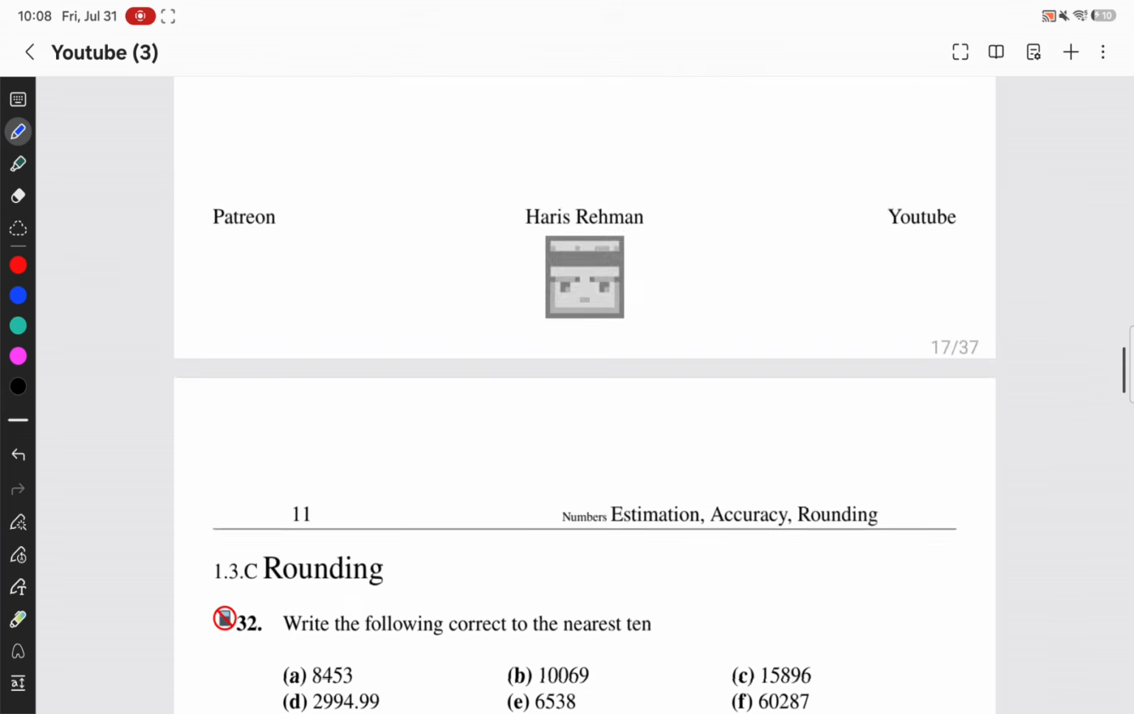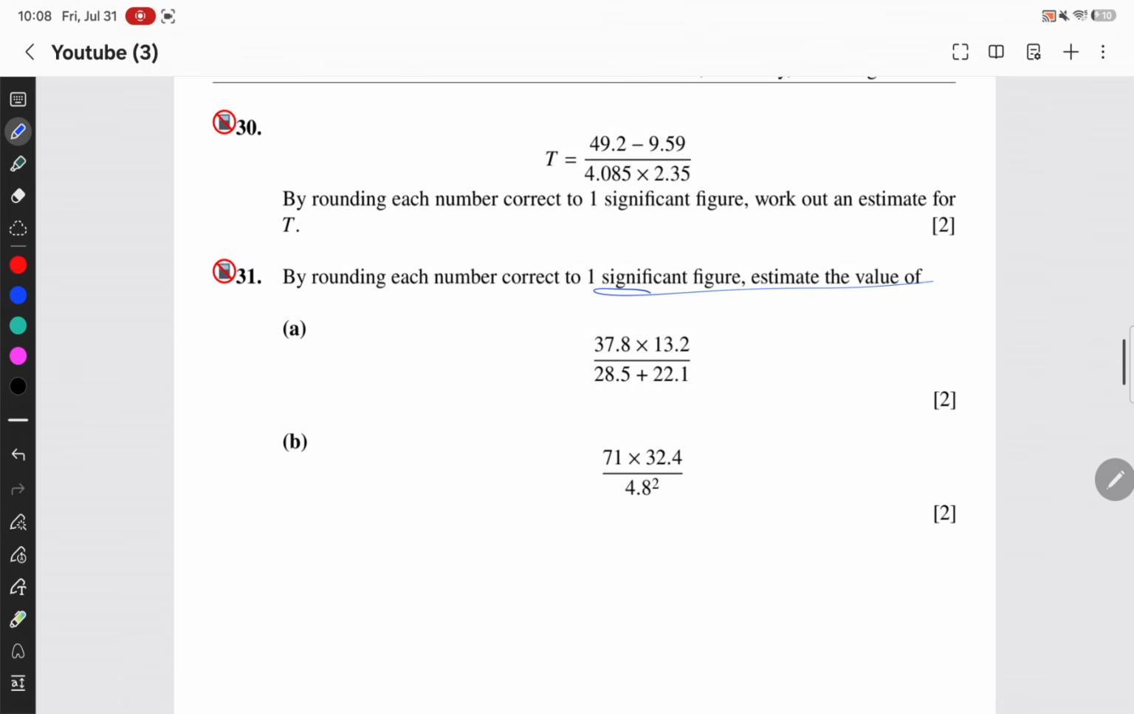Now, rounding the answer is a mandatory step. You cannot skip this. Okay.